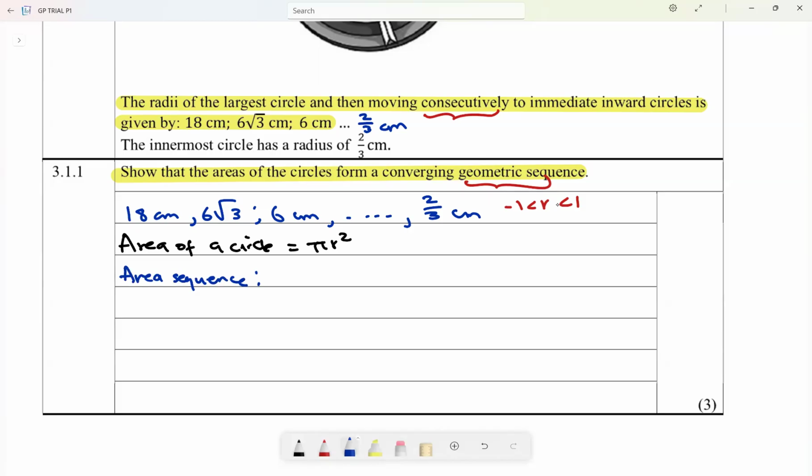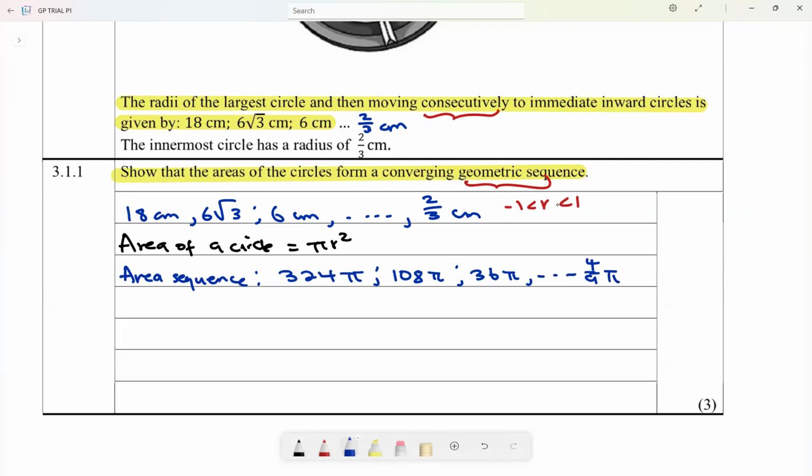So when I substitute, 18 squared is going to be 324 pi. Just leave it as pi. And then the second one, when I substitute 6 square root of 3 and then squared, is going to be 36 multiplied by 3, which is 108 pi. 6 squared is just 36 pi. And when I substitute 2/3, it's going to be 4 divided by 9 pi. I don't actually need that.